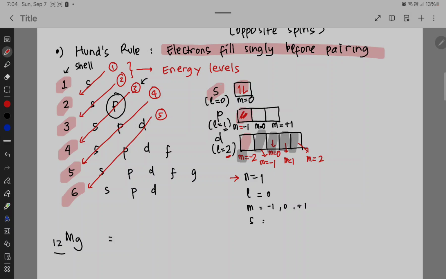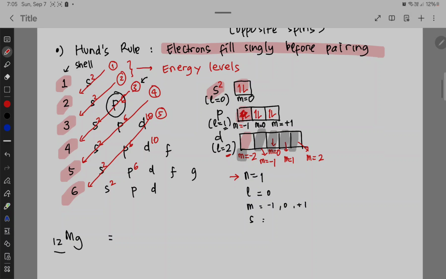So s consists of 2 electrons. p consists of 6 electrons, right? 2 times 3, yes, 6 electrons. And subshell d consists of 5 orbitals, so 10 electrons, right? Okay.